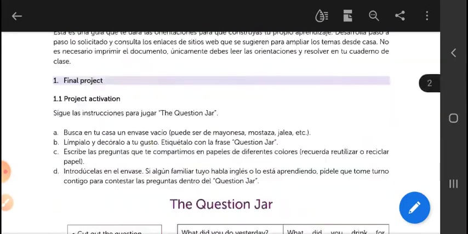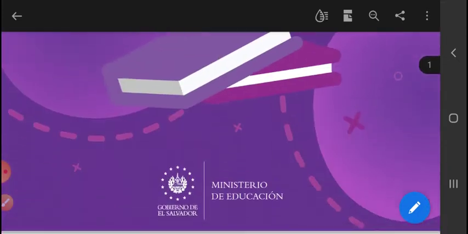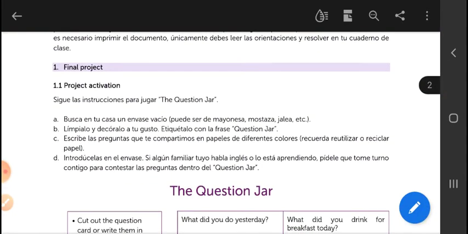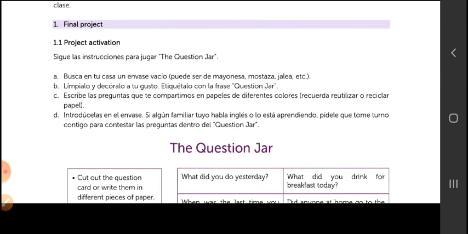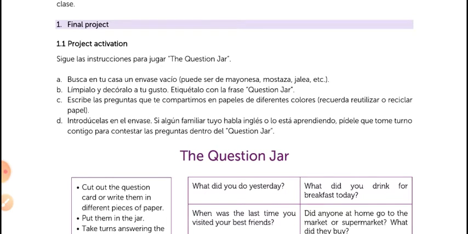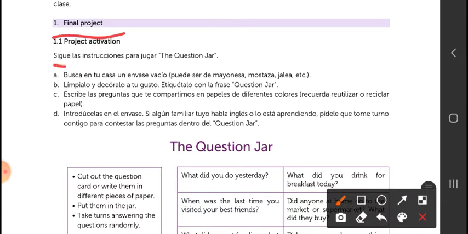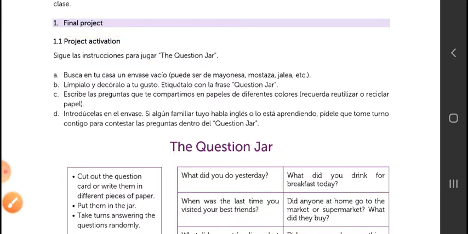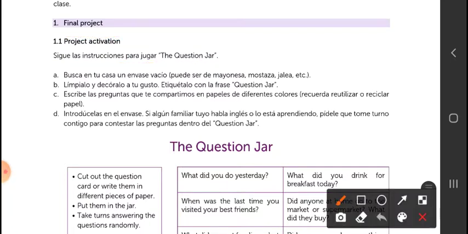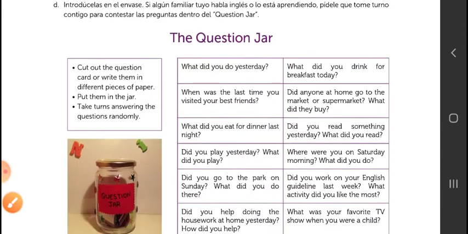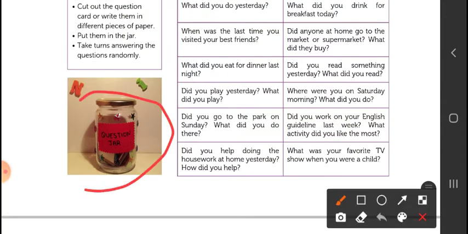Okay, now let's go back. Volvemos al inicio. In the final project here, proyecto final, sigue las instrucciones para jugar the question jar. Busca en tu casa un envase vacío de mayonesa, mostaza, jalea, even puede ser hasta de gelatina. The thing is that it's empty, okay? La última cosa es que esté vacío.